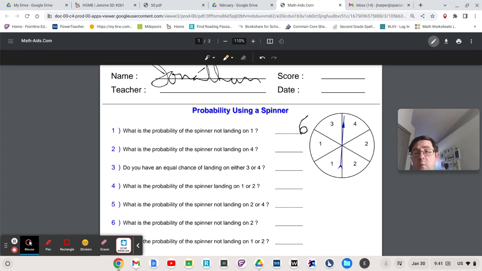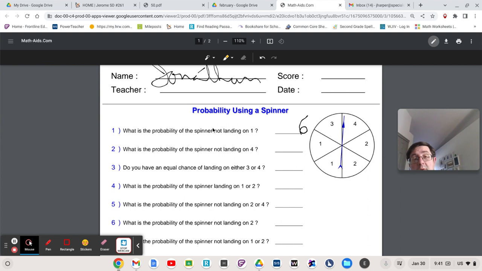So, how many ones are there on here? Well, that's a 3. There's one 1. There's two ones. This is a 2, this is a 2, and this is a 4. So, how many ones are there? Well, there's two ones. So we have a 2 out of 6 chance of the spinner landing on 1.